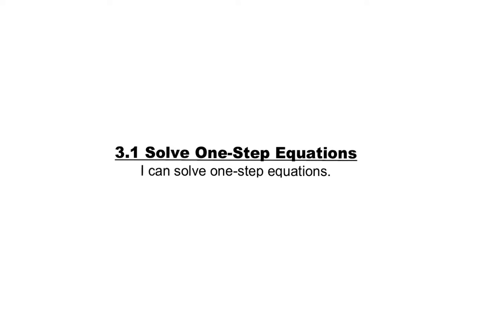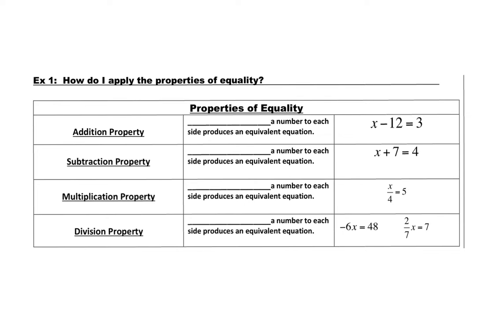In this lesson, we're going to look at solving one-step equations. Example 1, how do I apply the properties of equality? So let's first of all take a look at the addition property. The addition property states that adding a number to each side produces an equivalent equation.